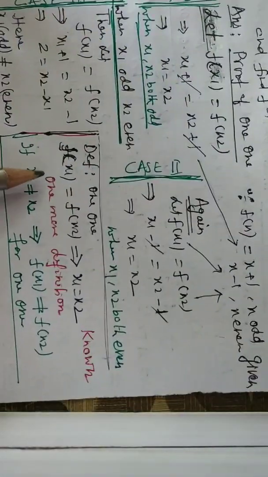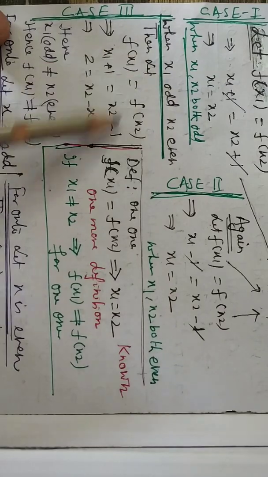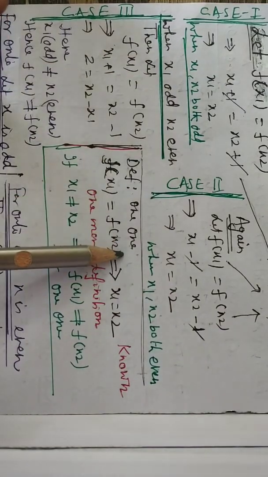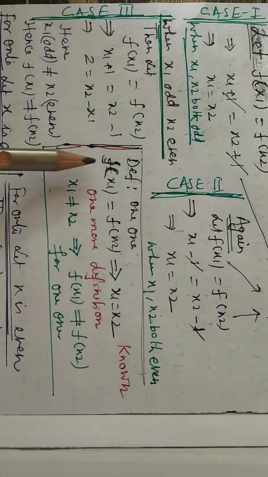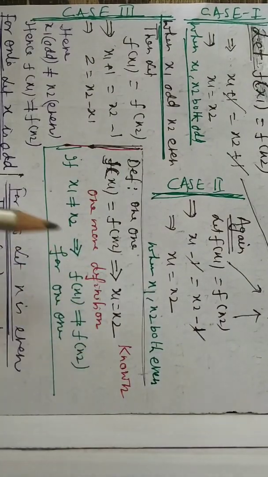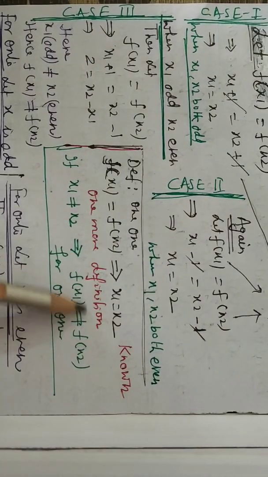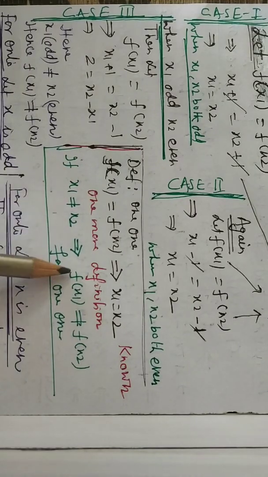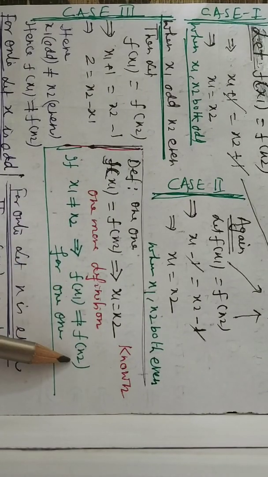Now, know the very important definition of one-one function. You already know that when f(x1) is equal to f(x2), x1 is equal to x2. This is known to you. But there is one more definition: if x1 is not equal to x2, then f(x1) is not equal to f(x2).